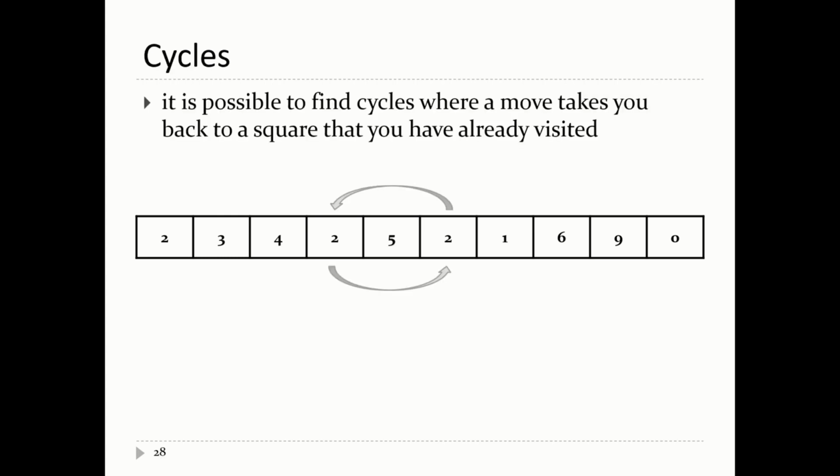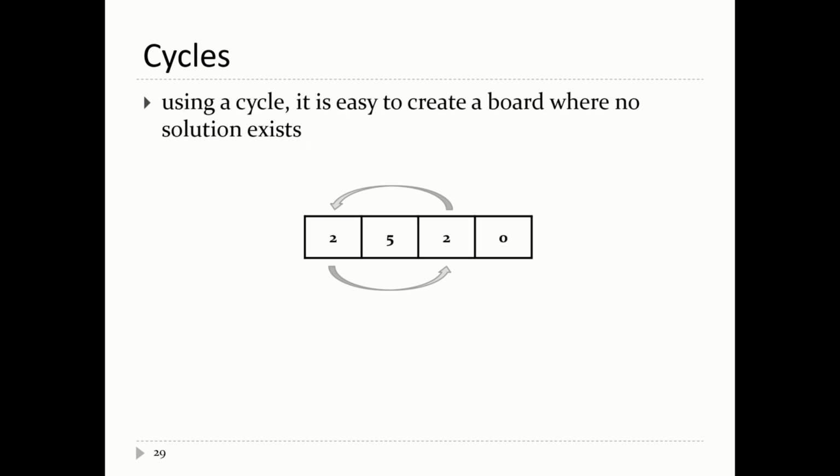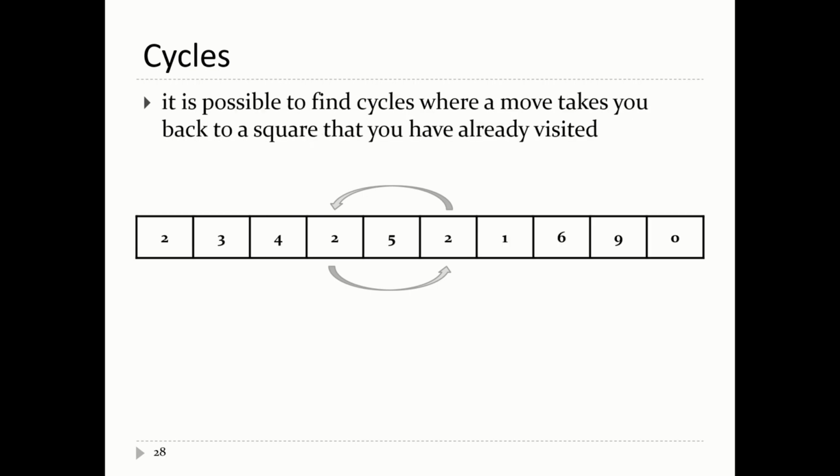In this game, it's possible that you land on a square which can take you back to a previously visited square. So that's what we call a cycle. Here we've got a cycle of length 1. The 2 goes to the 2, goes back to the 2. You can have cycles of longer length. So you can go to the 2 and then to another square and then come back to the starting 2, and so on and so on. So in your solution, you want to avoid falling into a cycle.